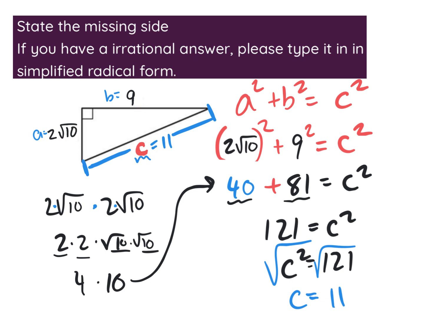You just type in 11, don't type in c equals 11. It just says what's the missing side, you just say 11, right? And that'll give you full credit.